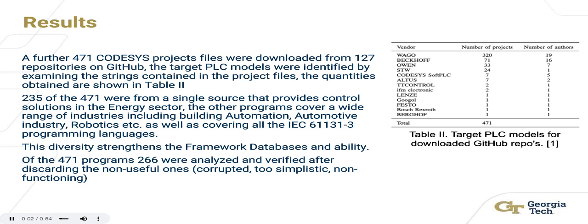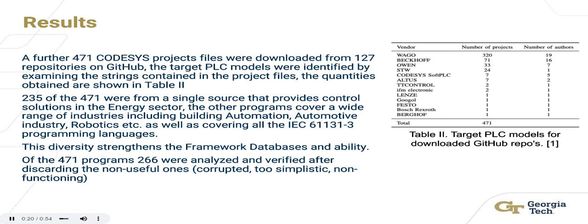A further 471 CodeAssist project files were downloaded from 127 repositories on GitHub. The target PLC models were identified by examining the strings contained in the project files. The quantities obtained are shown in Table 2.